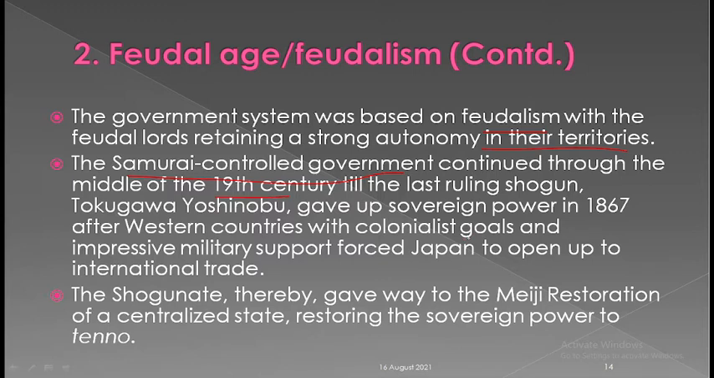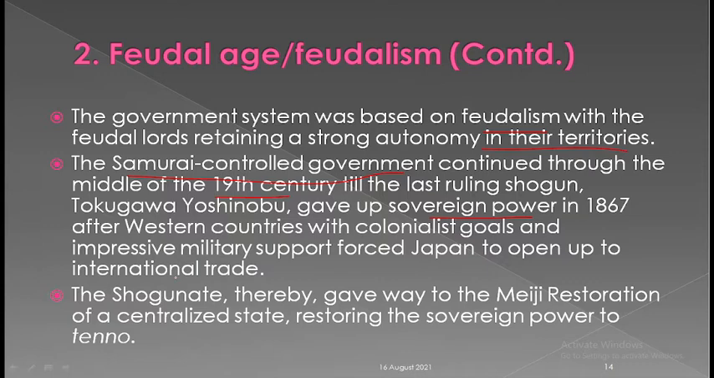So around 1867, in the latter part of the 19th century, Tokugawa Yoshinobu gave the sovereign power to the emperor. From the 11th or 12th century till the middle of the 19th century, it was a military group who ruled Japan. But in the latter part of the 19th century, the shogun, assisted by the samurai, surrendered the sovereign power back to the emperor. And now the emperor became once again the real ruler of Japan.